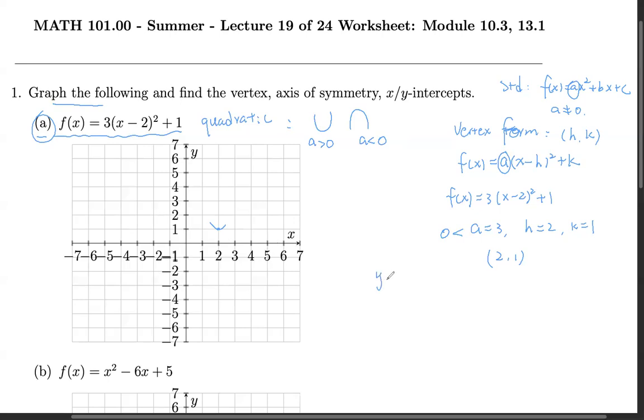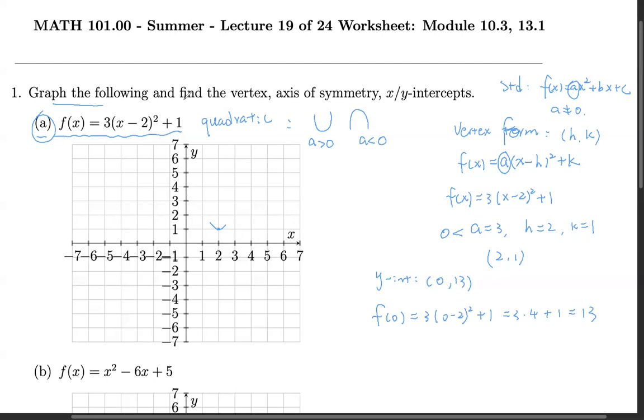So find the y-intercept. For the y-intercept, the x value is 0, so we just plug in 0 for the function. 3 times 0 minus 2 squared plus 1. 0 minus 2 is negative 2. Negative 2 squared is 4. 3 times 4 plus 1. 3 times 4 is 12. 12 plus 1 is 13. So the y-intercept is 0, 13.